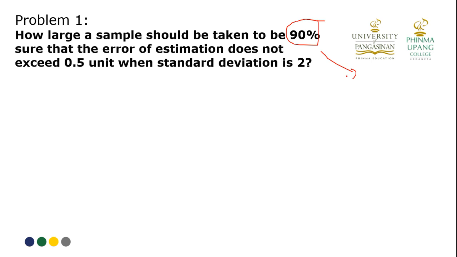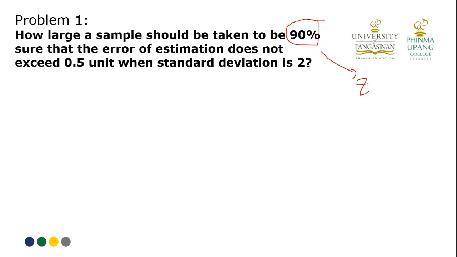What is the critical value of 90%? Please open your mic. 1.645 po. So, the answer is 1.645. Thank you, Bon.